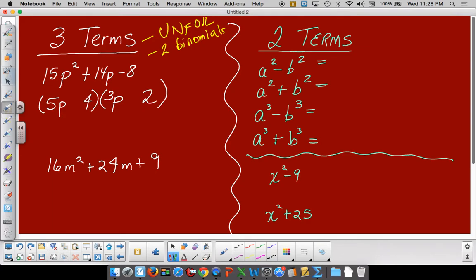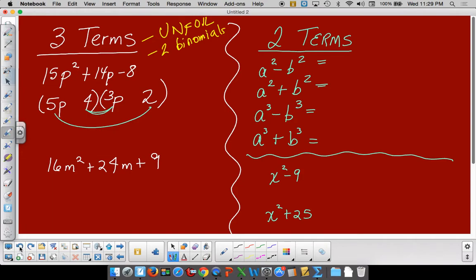Who remembers how you check to see if this is going to work? Well, hopefully you're going, yes, you check the inners and the outers and see if you can get it to make a 14. So 4 times 3 would be 12p. The outers would be 10p. Is there any way we're going to get a 12 and a 10 to make a 14p in the middle? Nope, I don't think so. So, okay, that means we guessed wrong.